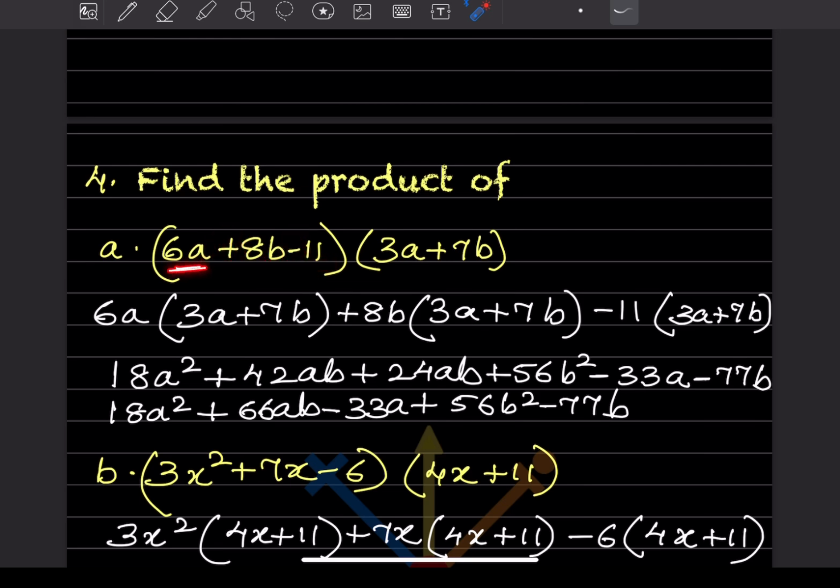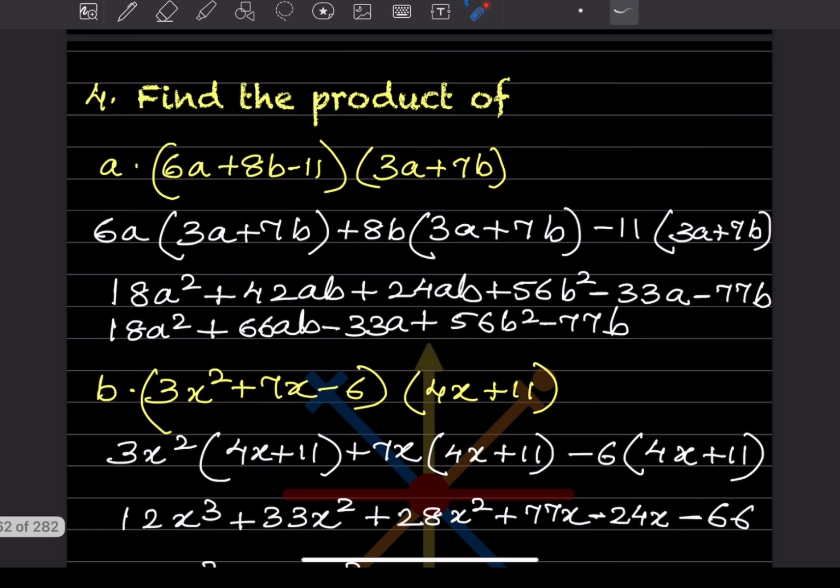You will take the first term from the first bracket, and this one is the second bracket. The whole thing from the second bracket you will write as it is. Then you will take the second term along with the sign, then again the second bracket. Again you will take the third term along with the sign, and then the second bracket. So this is the important step. Later on, this 6a is for this as well as this one.